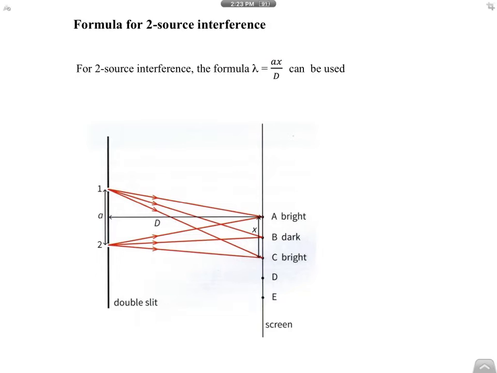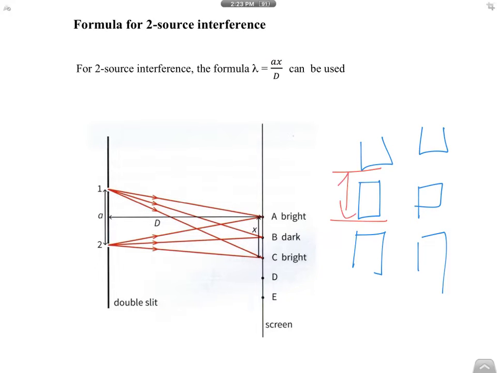A represents the separation of the sources, which is from center to center. So if your gap is big, or small, this is a small gap, this is a big gap, correct? You still measure the A from center to center. That's how you measure the A. So in both cases, they are the same A, because center to center is the same.